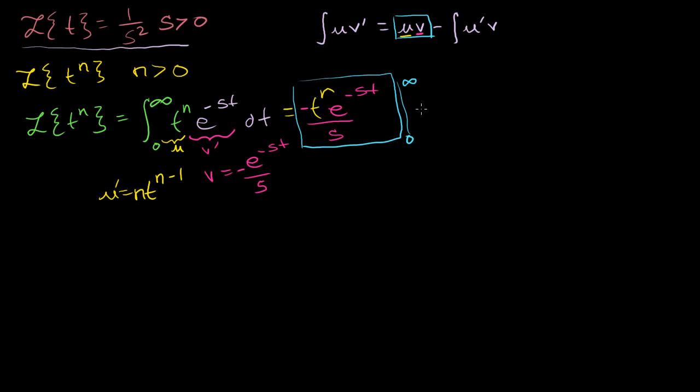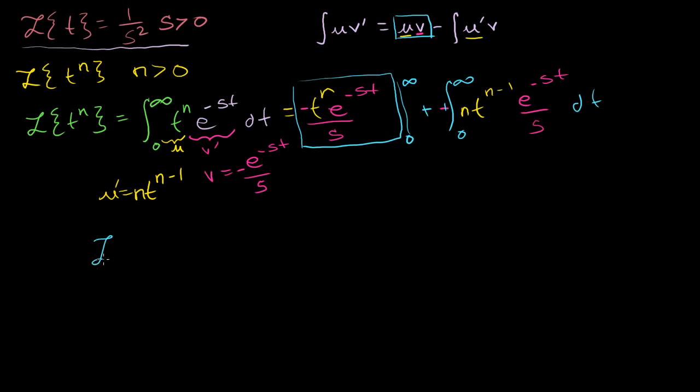And then from that, we're going to have to subtract the integral. And let me not forget our boundaries. 0 to infinity of u prime. U prime is n times t to the n minus 1. That's our u prime. Times v. Times minus e to the minus st over s. And then all of that, of course, we have our dt. And you have a minus minus. These things become pluses.